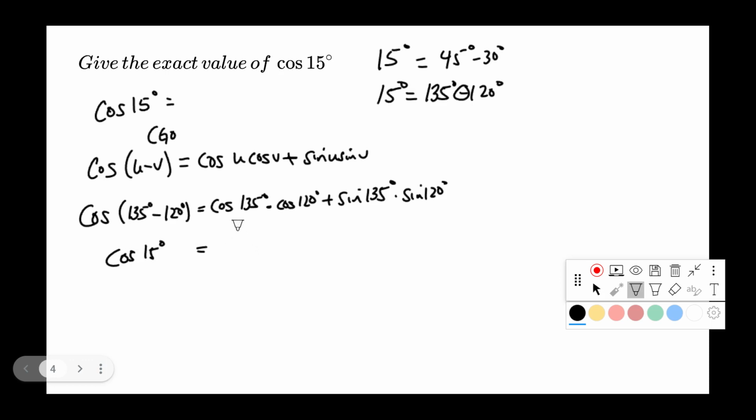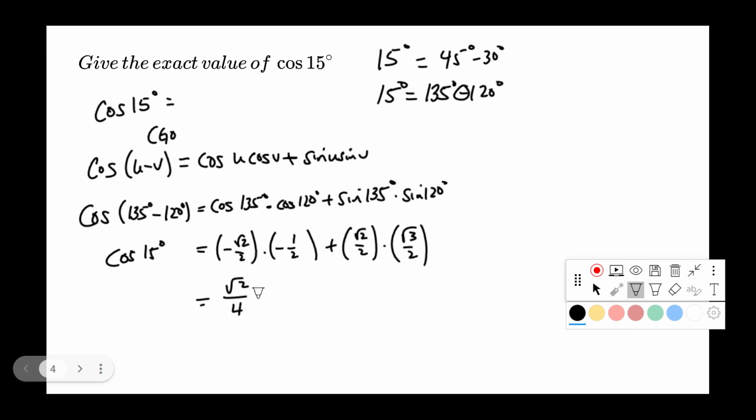So cosine of 135, cosine is the x coordinate. I'm in quadrant 2, so it's going to be negative there. It's negative root 2 over 2. Cosine of 120, 60 degrees is the reference angle. I'm in quadrant 2, negative 1/2. Plus sine 135, I am in quadrant 2 again. Sine is the y coordinate, it's positive there. So that's root 2 over 2. And then sine of 120 is going to be root 3 over 2. So negative times negative is positive, root 2 over 4 plus root 6 over 4.